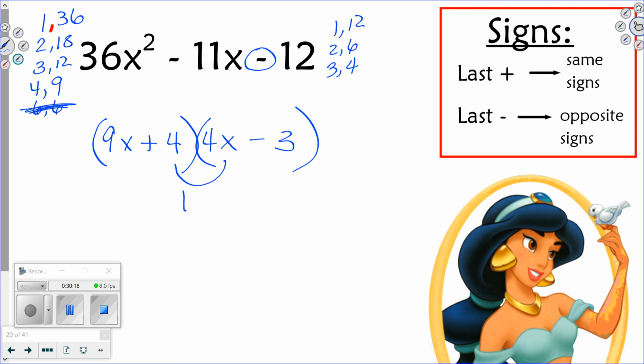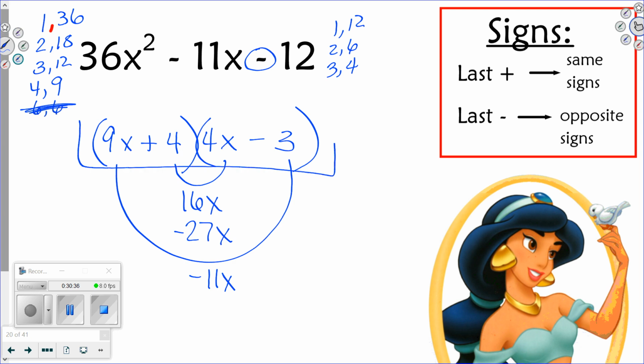So if I check, I get 16x. Those ones are going to give me negative 27x. 16 minus 27 is negative 11x, which is exactly what I wanted. Had I put a positive 11x here, what would have been my option to do? Just flip-flop the plus and minus. This one actually worked out. So you should have a 9x plus 4 and a 4x minus 3. If you had those parentheses flipped, that's okay, as long as one's a 9x plus 4 and one of them's a 4x minus 3. Okay?